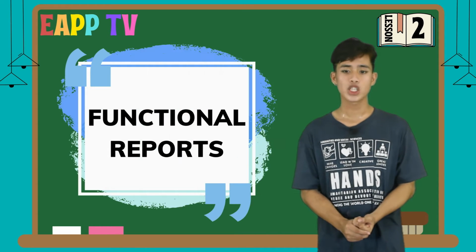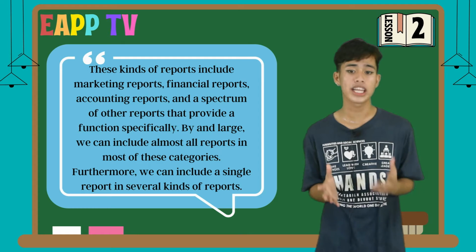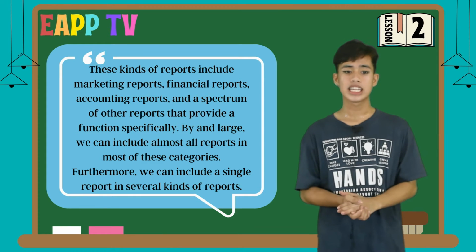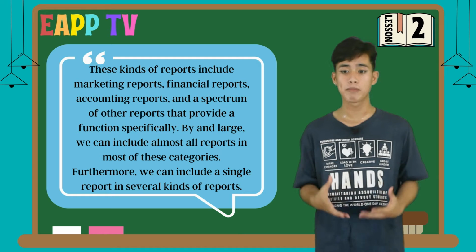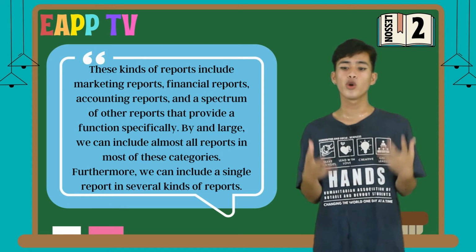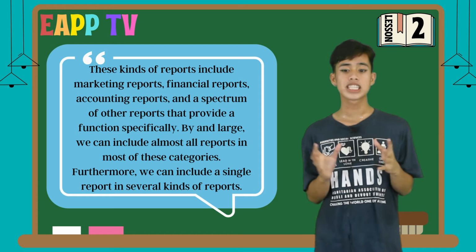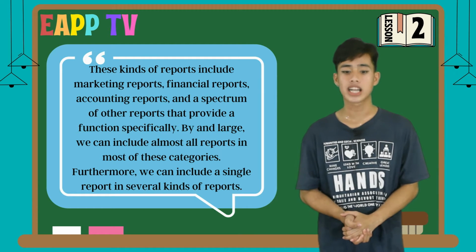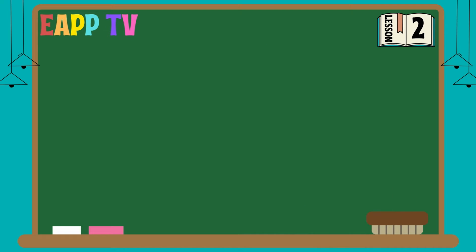Number 8, functional report. These kinds of reports include marketing reports, financial reports, accounting reports, and a spectrum of other reports that provide a function. Specifically, by and large, we include almost all reports in most of these categories. Furthermore, we can include a single report in several kinds of reports.